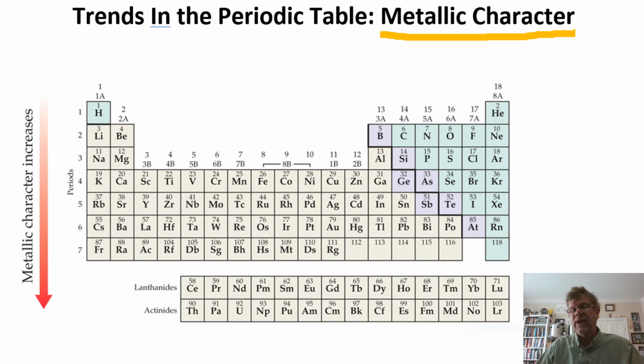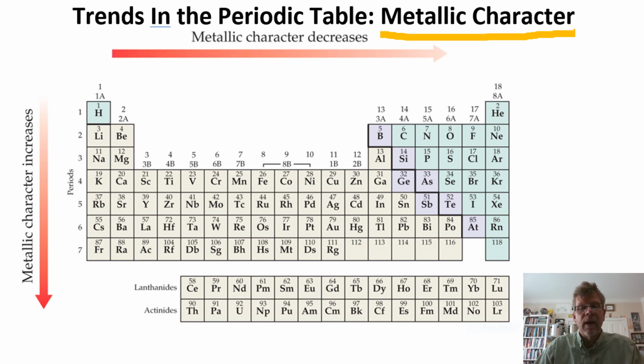As we go across any row in the periodic table, metallic character decreases. So if we had our potassium versus our chromium here, since metallic character decreases as we go left to right across the periodic table, we could say that potassium has more metallic character than does chromium because of that trend in the periodic table.